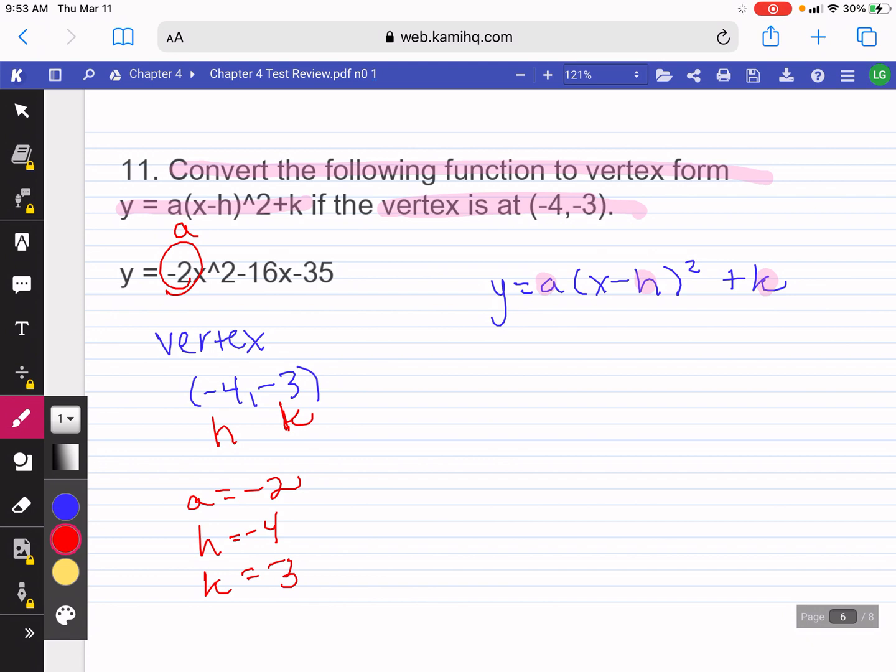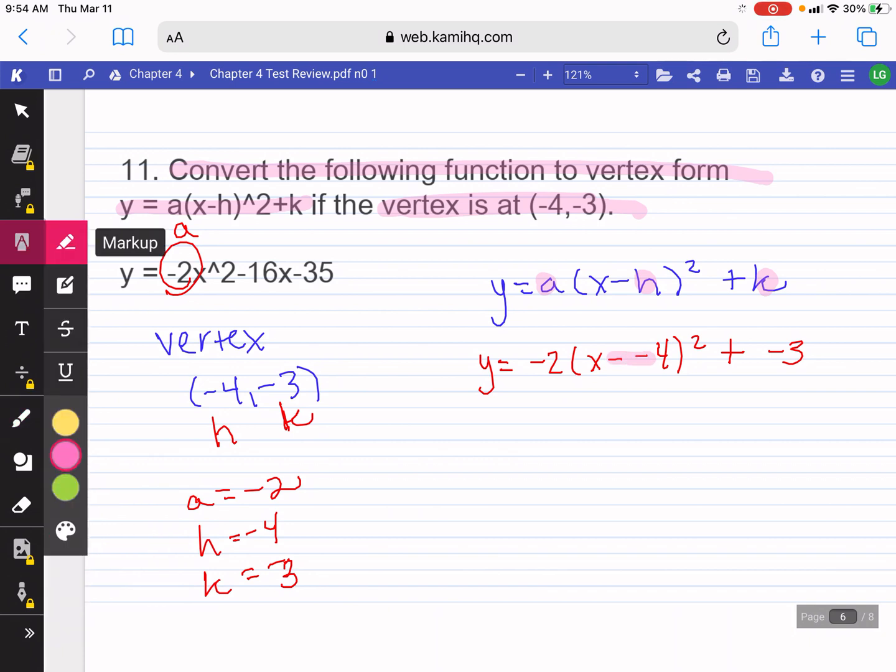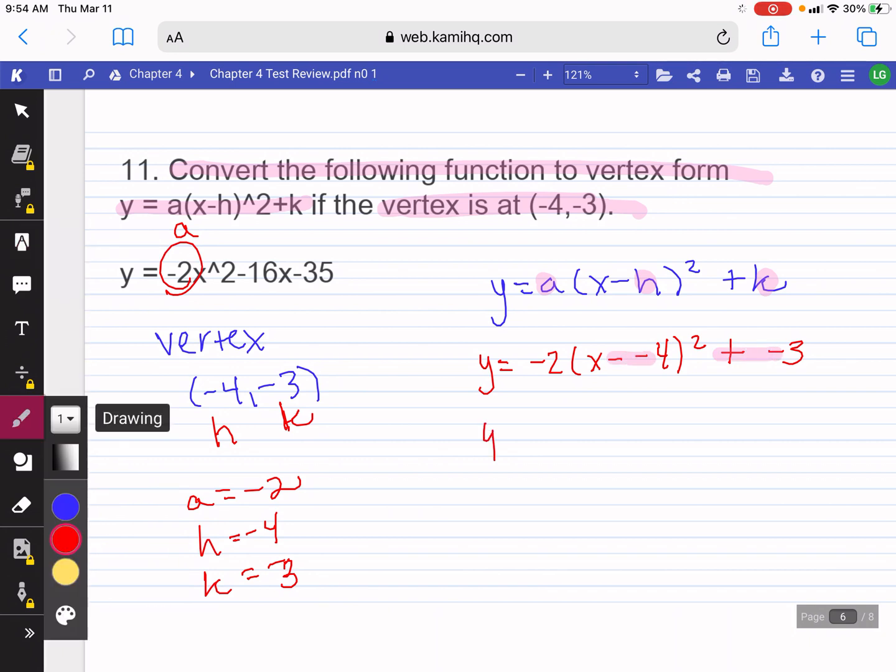And we can plug those into the equation. So for a, I'm plugging in negative 2. For h, I'm plugging in negative 4. And for k, I'm plugging in negative 3. Now, we don't want to leave double negatives here. So anywhere I see a double negative, I'm going to change my signs. So I have y equals negative 2. Here, two negatives become positive. And if you have a positive and a negative, it stays negative.